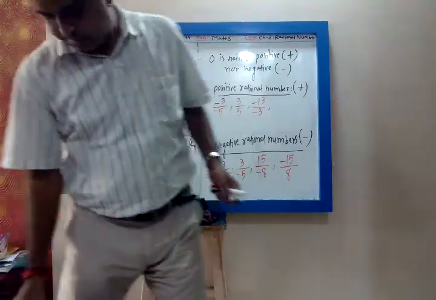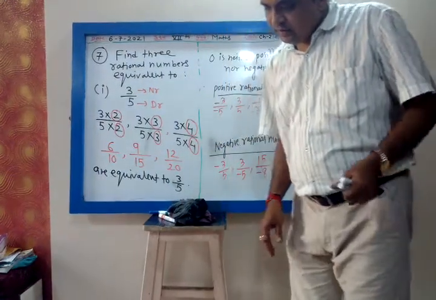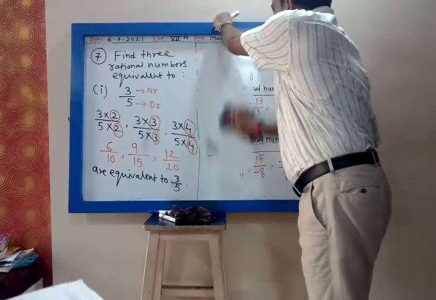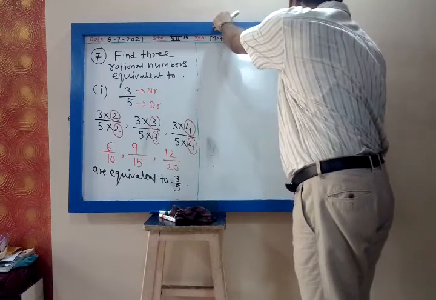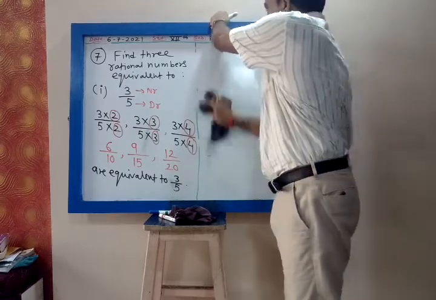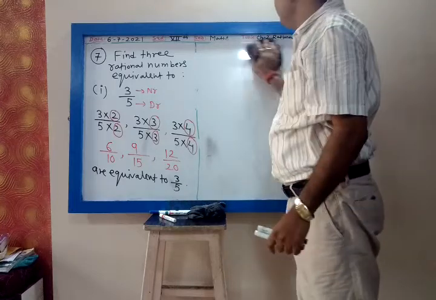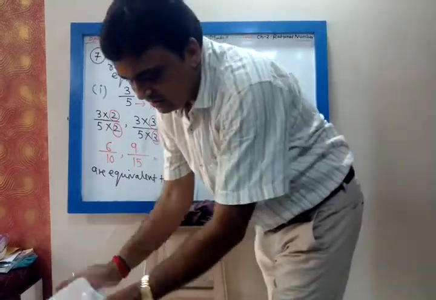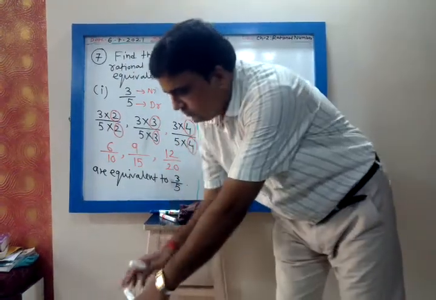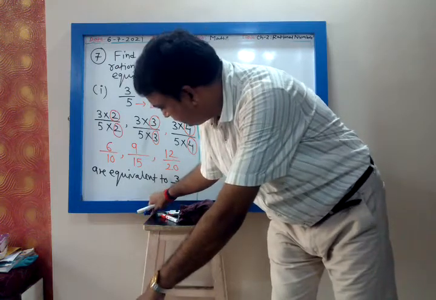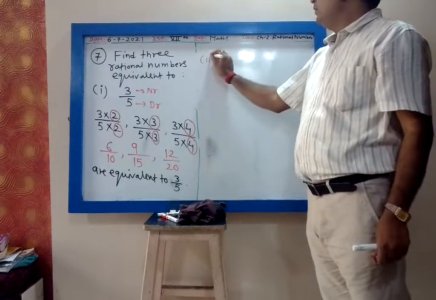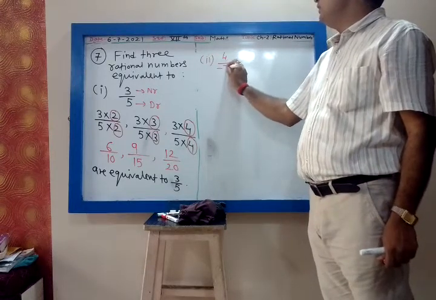Now see the next question. Next it is 4 upon minus 7. The same technique we apply. We want to find three rational numbers equivalent to 4 upon minus 7.